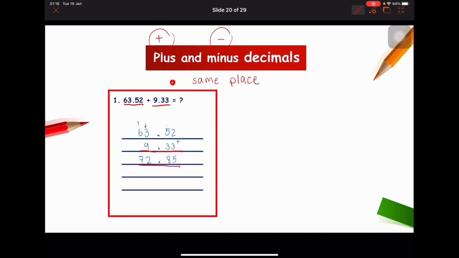Underline with your red pen. Sorry, I don't have a ruler.